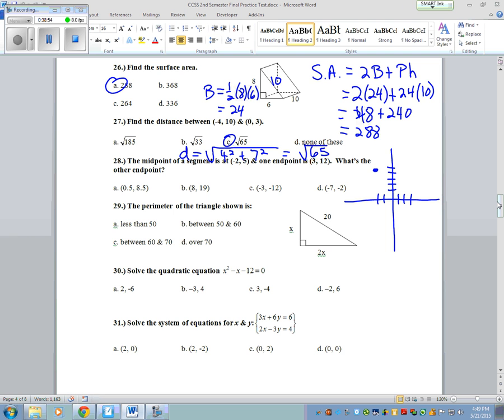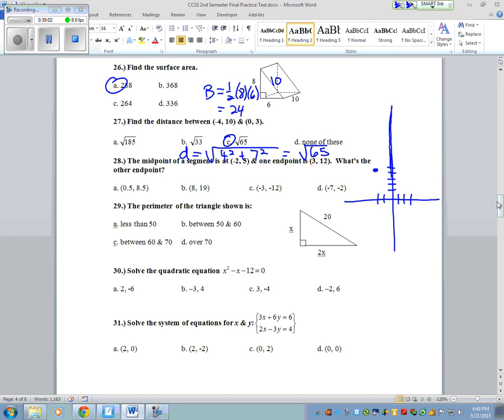Let me erase this. Midpoint. That's weird. So this is 3, 4, 5. Let's keep going on up here. 6, 7, 8, 9, 10, 11, 12. So 3, 12. So here's one endpoint. Let's call that B. Here's the midpoint. Let's call that M. What's the other endpoint, A?